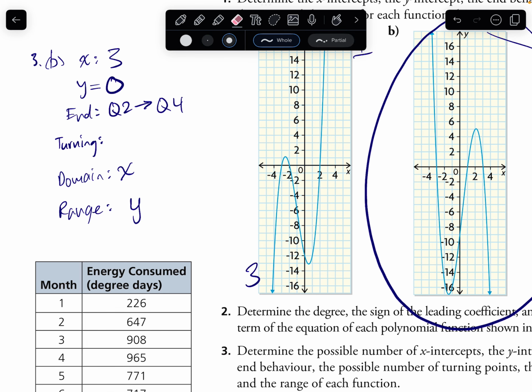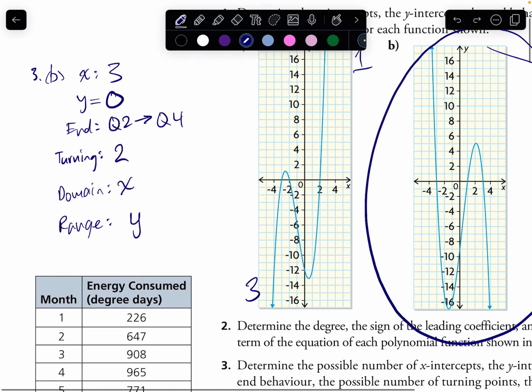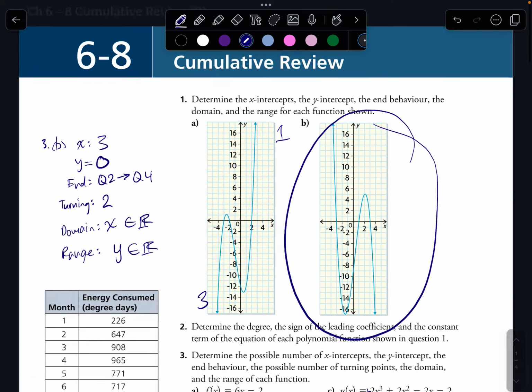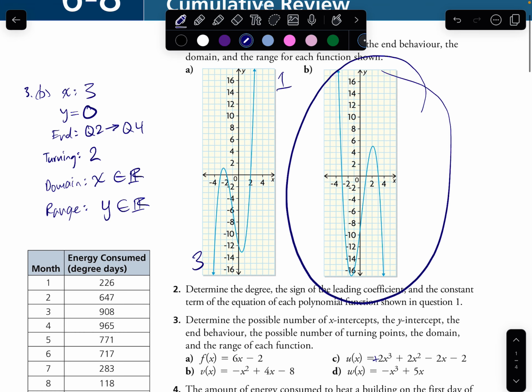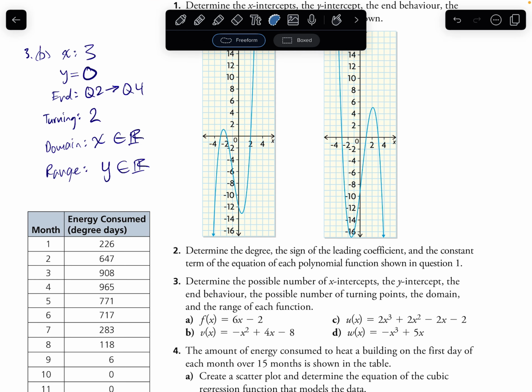The amount of turning points is the degree, or the number of x-intercepts, minus 1. So 2. Our domain is, again, same as this one. So all real, and y is all real for the range. So yeah, you can go through it pretty quickly as soon as you understand the steps for each characteristic. Okay, so that is all done.